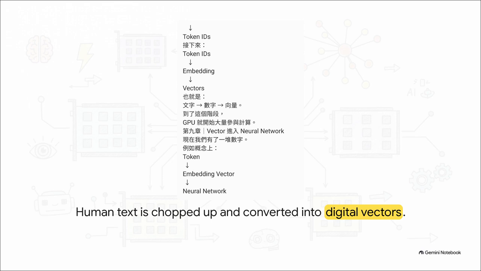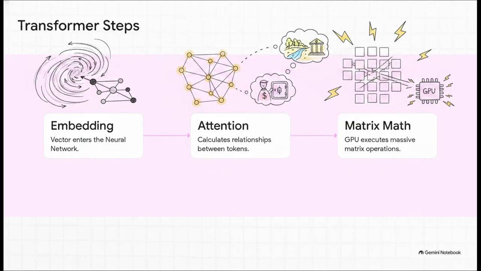This is a crucial transformation. It turns human language into pure multidimensional math. Only then does the GPU get to work. Once converted into math, these vectors enter the neural network, specifically the transformer architecture. They pass layer by layer right through the model.